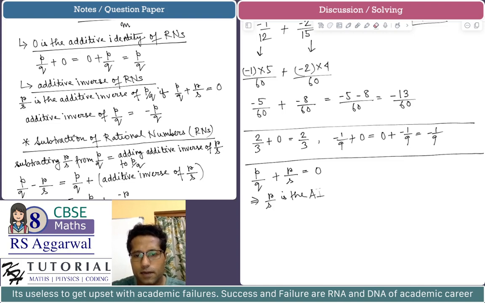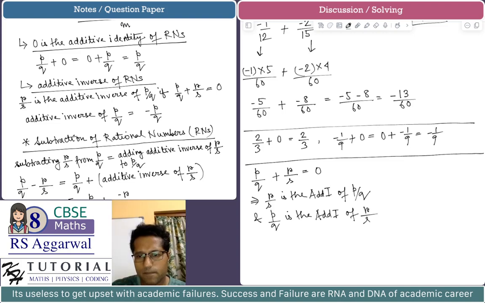One second, let me write it like this. Let this be additive inverse. This implies R by S is the additive inverse of P by Q, and P by Q is the additive inverse of R by S. They are additive inverse to each other. So if the addition of two rational numbers is equal to 0, that means that the two rational numbers are additive inverse of each other.